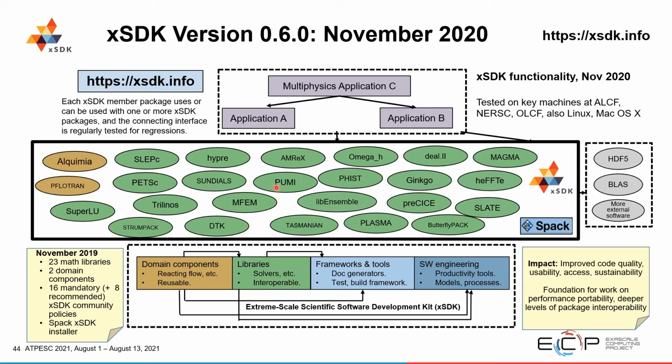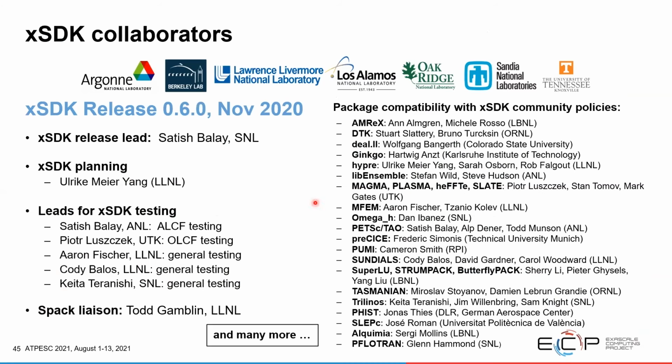Here is the last release of the xSDK. You see that at that time we had 23 math libraries. We're right now working towards a next release that should be coming up in late November. And here are just some of the collaborators for the xSDK project. You can see we do a lot of testing, so we have a lot of people working on the testing part. On the right, you see all the packages, the POCs, and some of the developers. This is just a subset, really. There are many more people working on this, so this requires a lot of work.